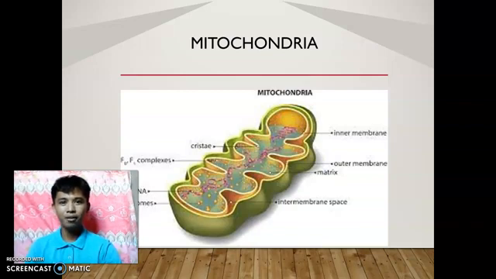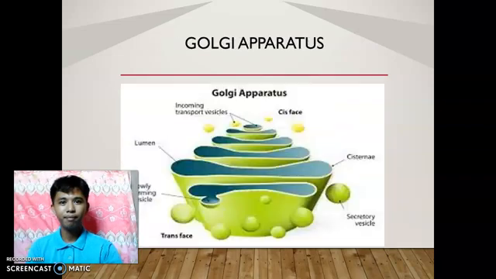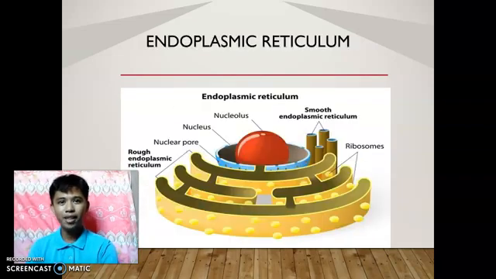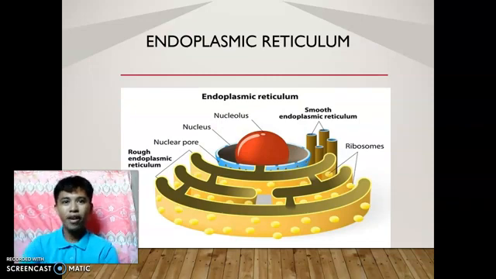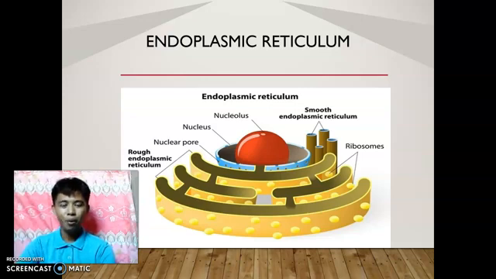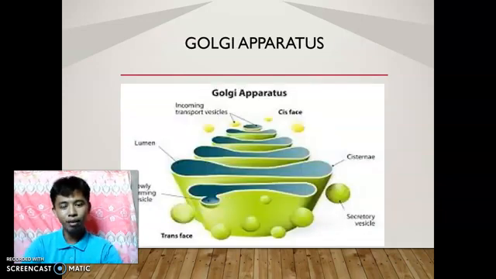Endoplasmic reticulum. The endoplasmic reticulum is a network of membranes inside of a cell, and its main functions are to process and transport new materials. There are two types of endoplasmic reticulum: the smooth endoplasmic reticulum and the rough endoplasmic reticulum.